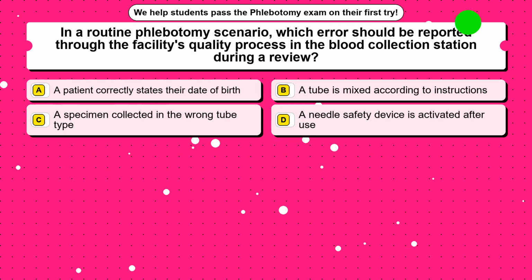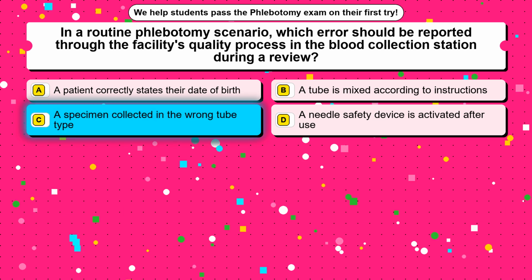Question 69. In a routine phlebotomy scenario, which error should be reported through the facility's quality process in the blood collection station during a review? Option A. A patient correctly states their date of birth. Option B. A tube is mixed according to instructions. Option C. A specimen collected in the wrong tube type. Option D. A needle safety device is activated after use. The correct answer is option C. A specimen collected in the wrong tube type.